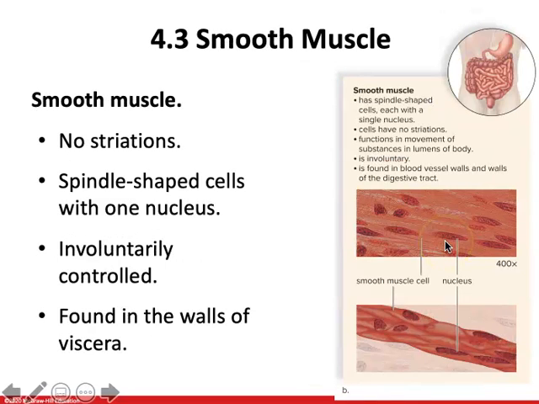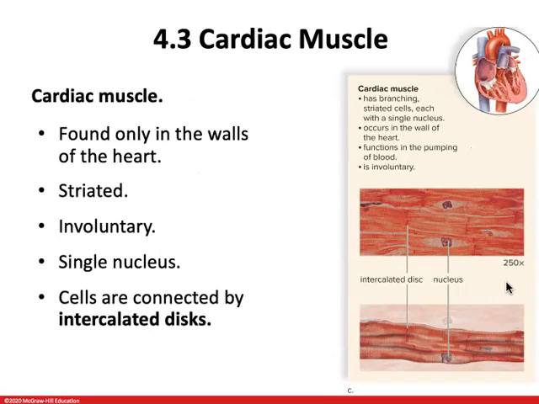Smooth muscle. Smooth muscle does not have any of that striation, which is why it's called smooth. It has to do with its appearance. The muscle fibers are spindle-shaped with only one nucleus. These are under involuntary control, and they're found in the walls of the viscera, in the walls of certain organs that require the movement of passages or the movement of substances through that organ.